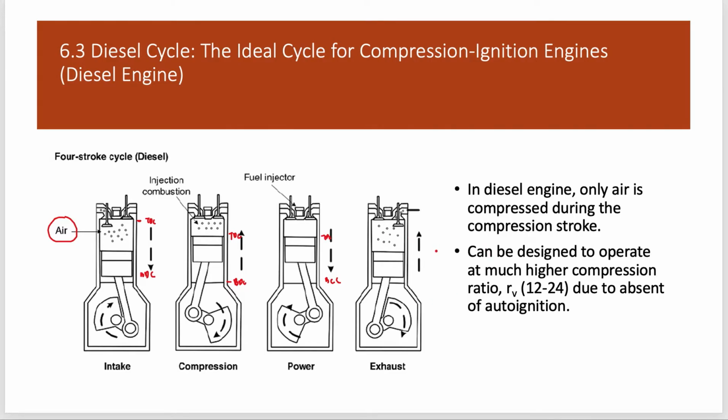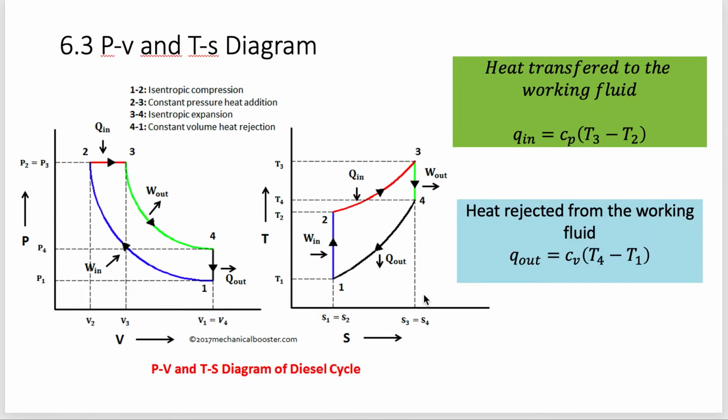Diesel cycle can be operated at a compression ratio of 12 to 24. This is due to the absence of auto ignition in the power stroke. This is the PV diagram and the TS diagram.